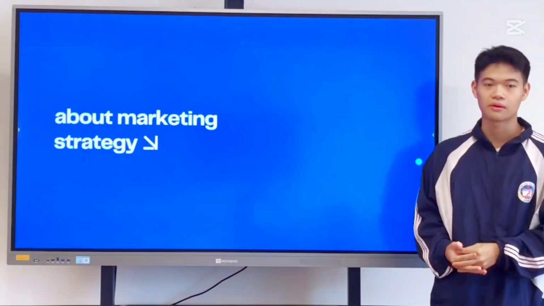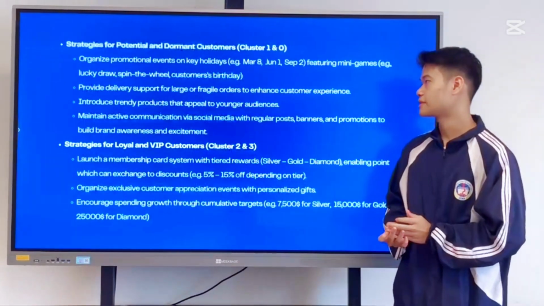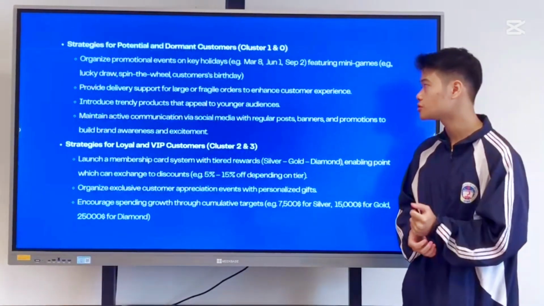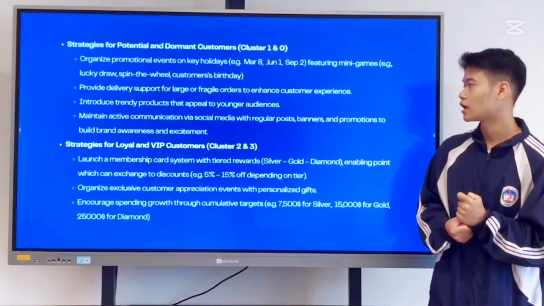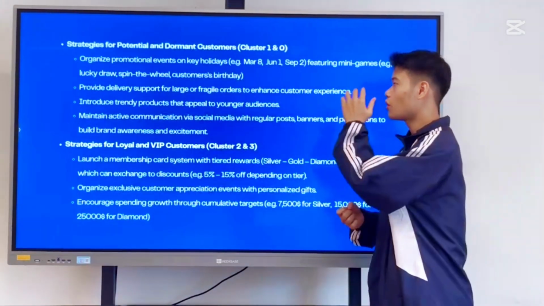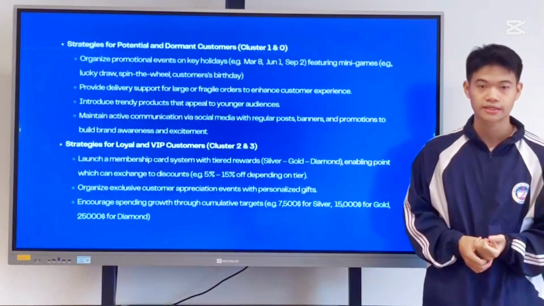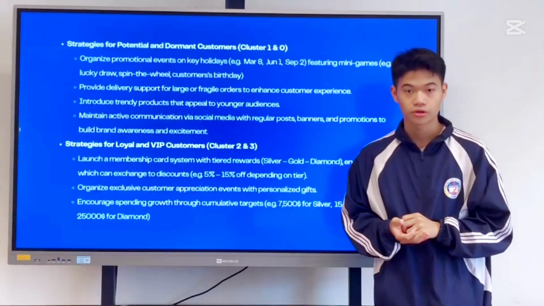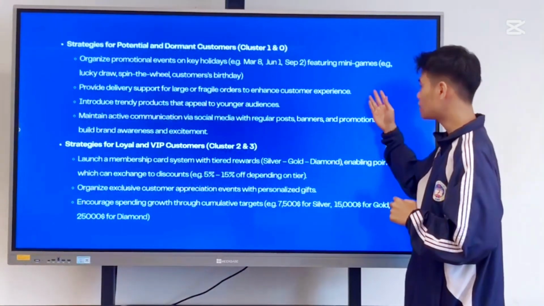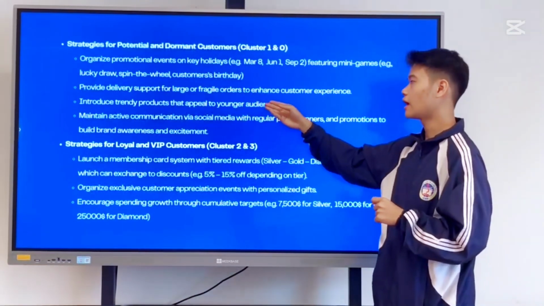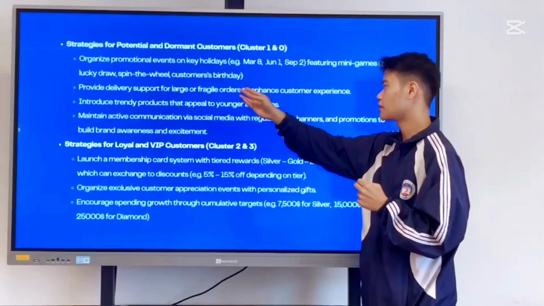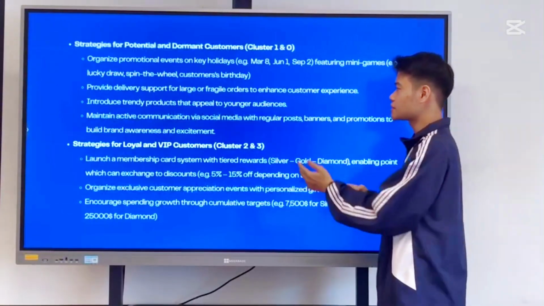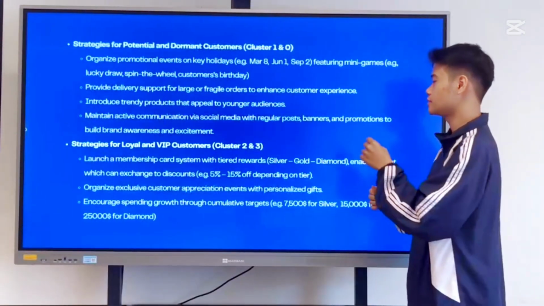So with these insights about the customers, we recommend some marketing strategies. The first one is the strategies for potential or dormant customers. We will organize promotional events on key holidays such as March 8th, the 1st of June, or the 2nd of September. We include mini games like lucky draws and spin the wheel, and especially on the customer's birthday, we will offer them a 50% discount on the total bill.